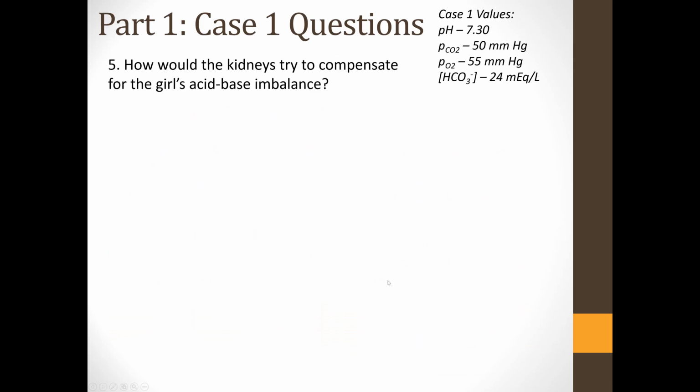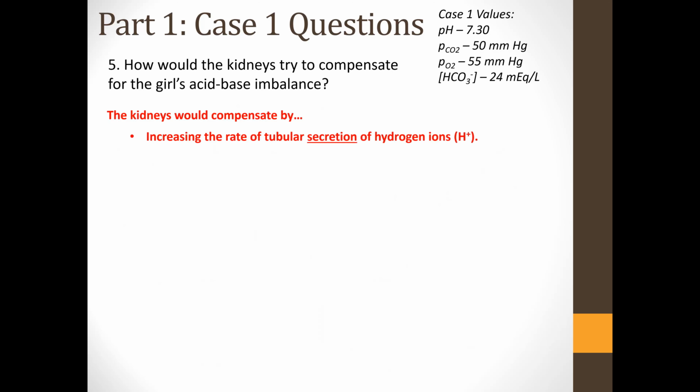Number 5, how would the kidneys try to compensate for the girl's acid-base balance? So the kidneys would compensate by increasing the rate of tubular secretion of hydrogen ions, so more hydrogen ions in the urine, and increasing the rate of tubular reabsorption of bicarbonate ions, so keeping the bicarbonate ions in the blood.